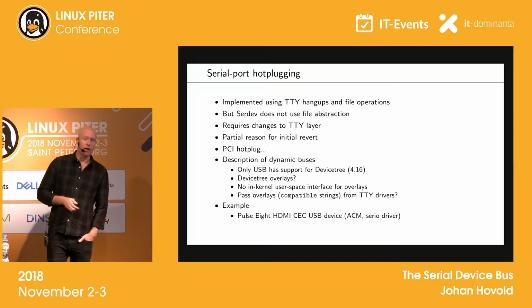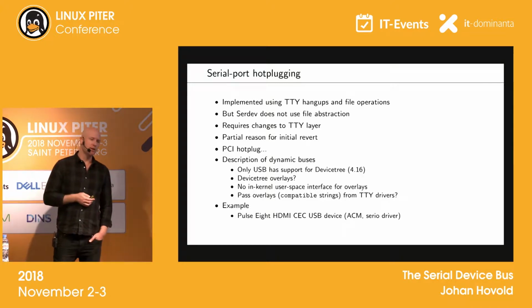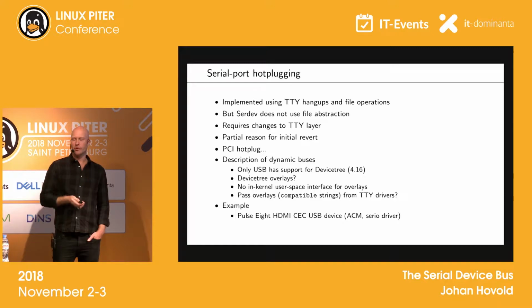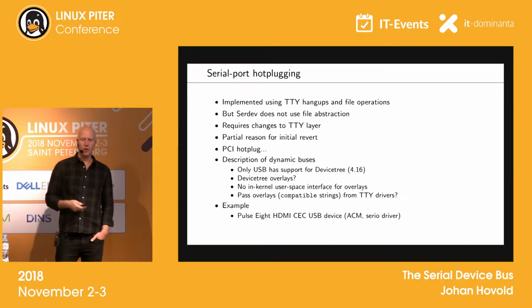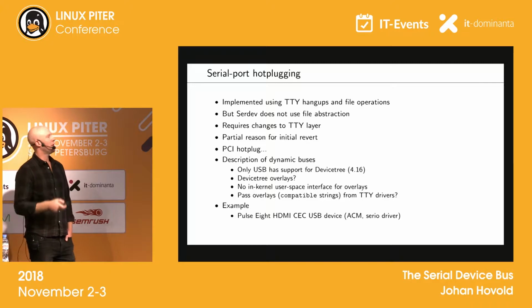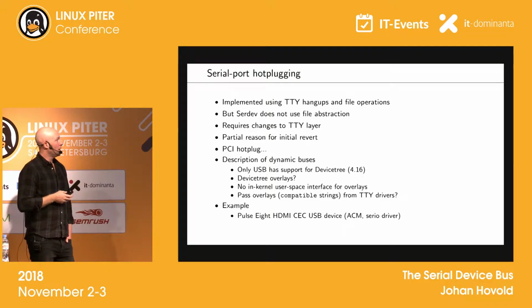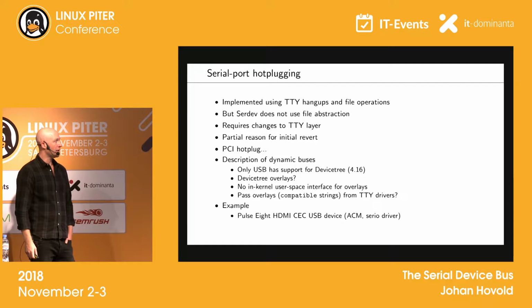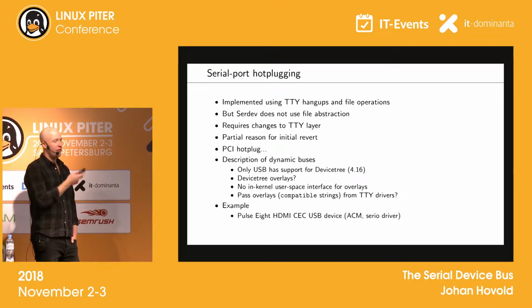So serial port hot plugging is generally implemented using TTY hang-up callbacks and file operations, so that when a port has been hung up, we replace the default file operations with the hung-up operations, which only return an error. But the problem here is that serdev doesn't use the file abstraction at all. So this will require some changes to the TTY layer. And as I mentioned, this is part of the reason for the initial revert. We can't have something like this enabled for USB serial, for example, before this has been solved. We still have PCI hot plugging. You could theoretically hit this if you try to yank out your PCI card.